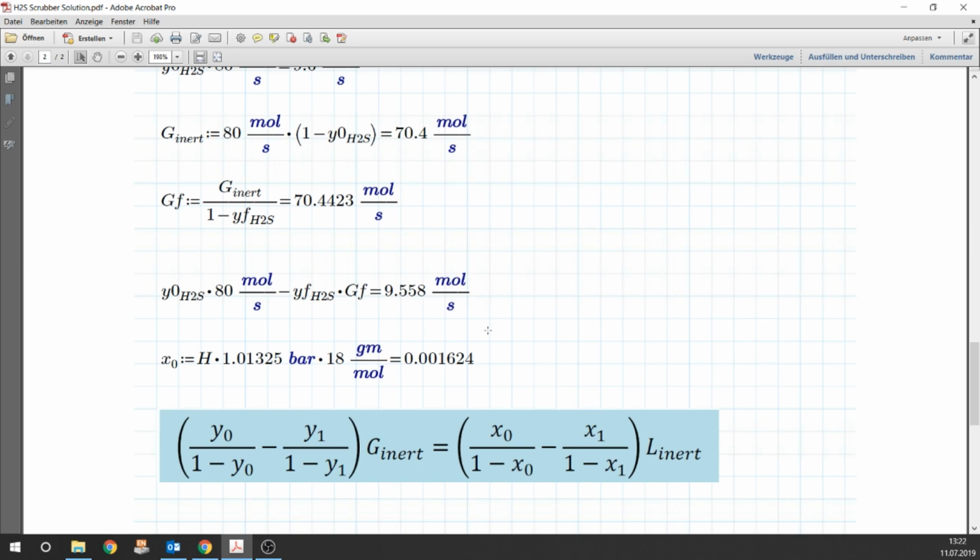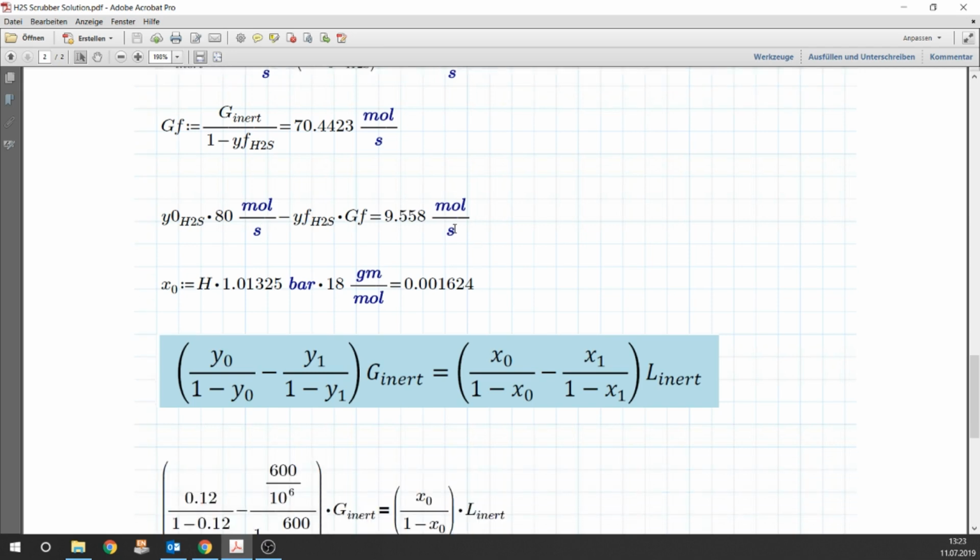And so we have the inlet and the outlet amounts of H2S, and the difference between these two amounts. So this is how much H2S is flowing into the contactor, and this is how much is flowing out. And that difference is 9.558 moles per second. And this amount of H2S has to get transferred to the liquid phase. So this is the amount that gets added to the water.